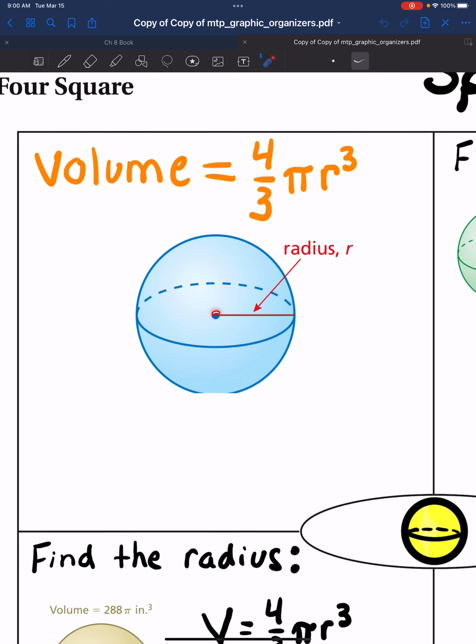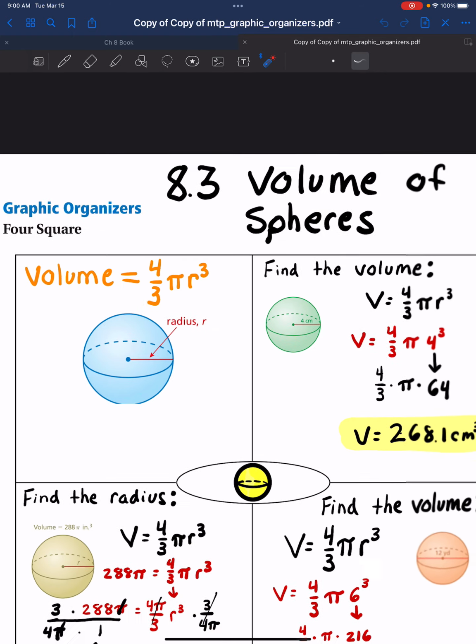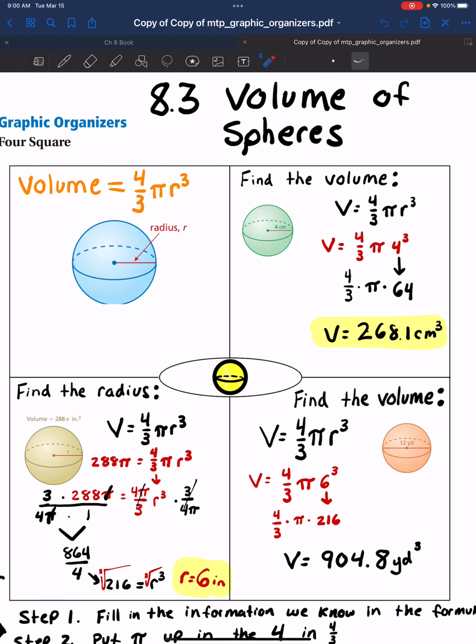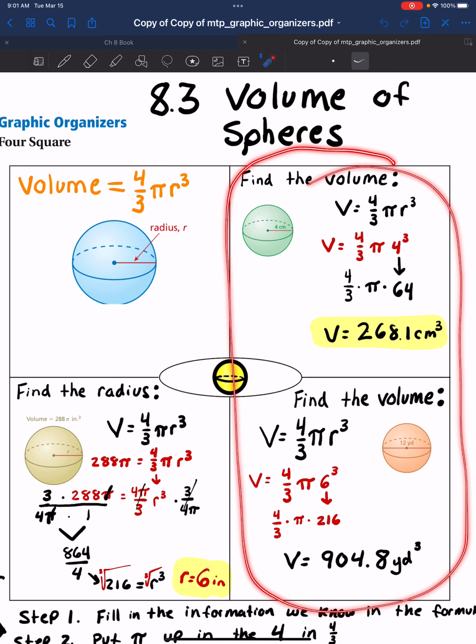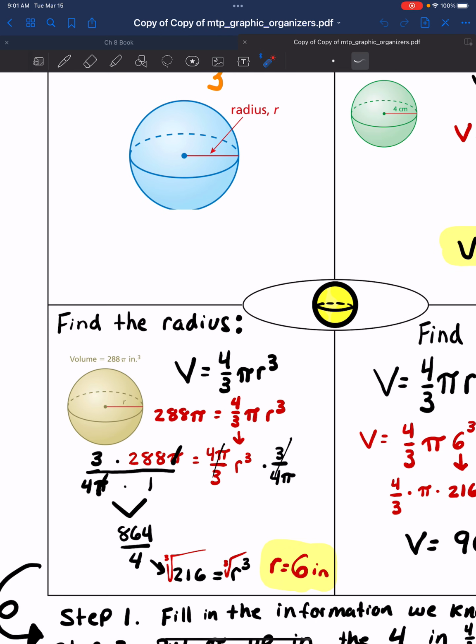All you have to do is take the radius, cube it, times it by pi, times it by 4/3. Pretty easy if you have a calculator. It's just a lot of number crunching. I gave you 2 examples of how to find the volume, and then we mixed it up a little bit and said, how do you find the radius? And this one got a little complex.